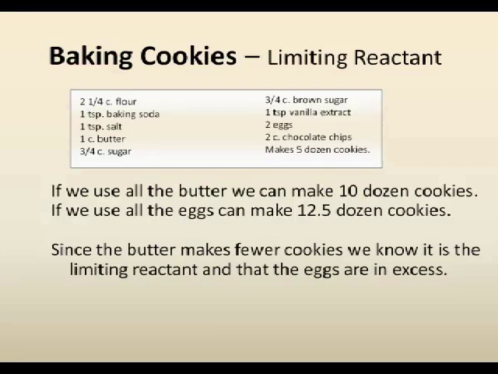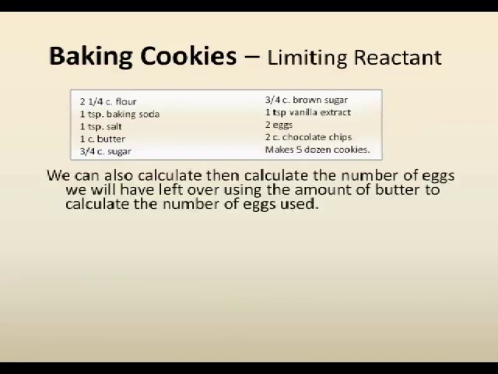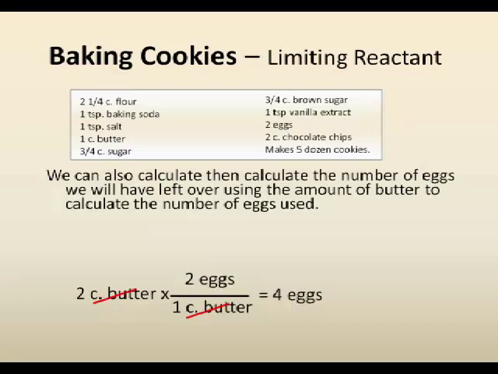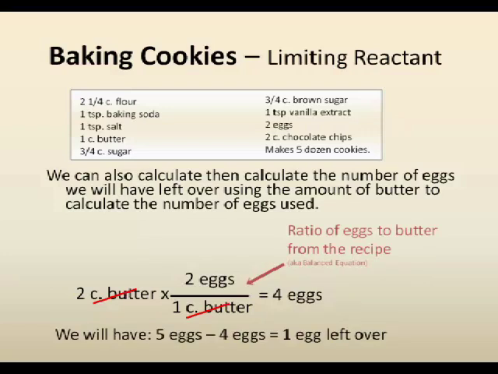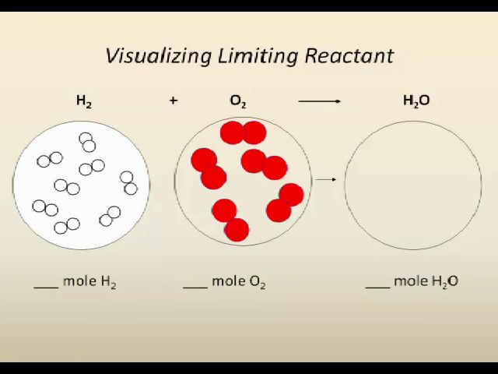Since the butter makes fewer cookies, we know it's the limiting reactant and that eggs are in excess, and we're going to have 10 dozen cookies. You can always go ahead and calculate the number of eggs left over, calculate the number of eggs you need stoichiometrically, and do a little subtraction and find we have 1 egg left over. We just want to visualize what a limiting reactant is like. Have a look at this.